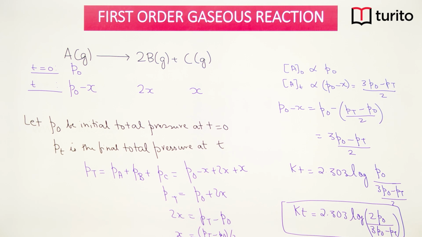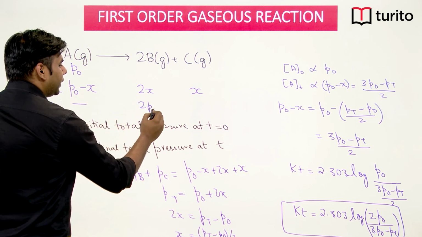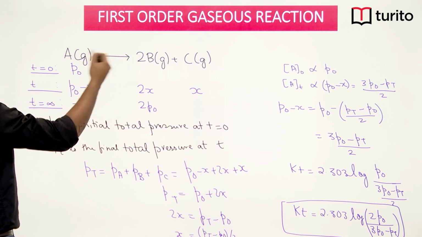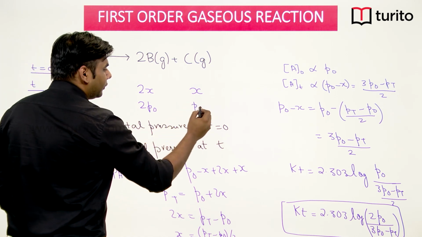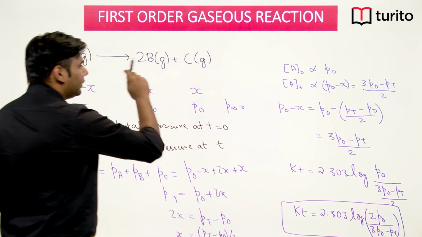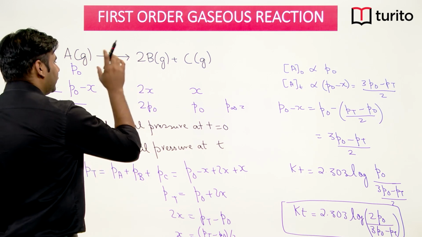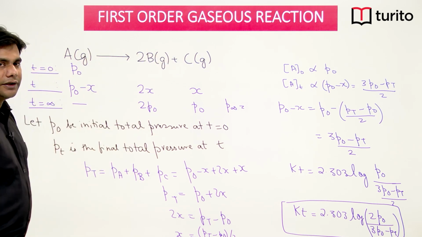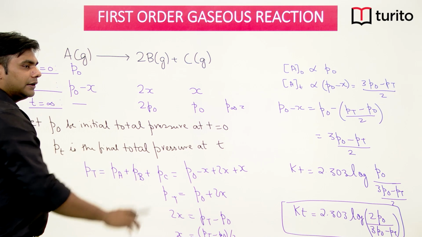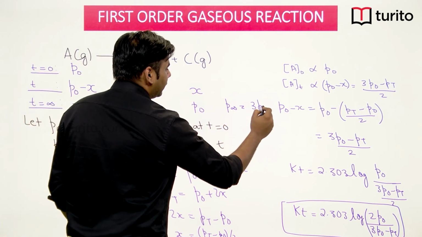Similarly, suppose at time t equals infinity data has been given. We'll say that at time t equals infinity this has completely reacted. So we'll form 2 P naught over here because 1 mole of this gives 2 moles. So P naught would give 2 P naught and P naught for this. So the pressure at infinity would be the partial pressure of B plus partial pressure of C, because at that time only B and C are present. So the pressure of B is 2 P naught and pressure of C is P naught. So this will be 3 P naught.